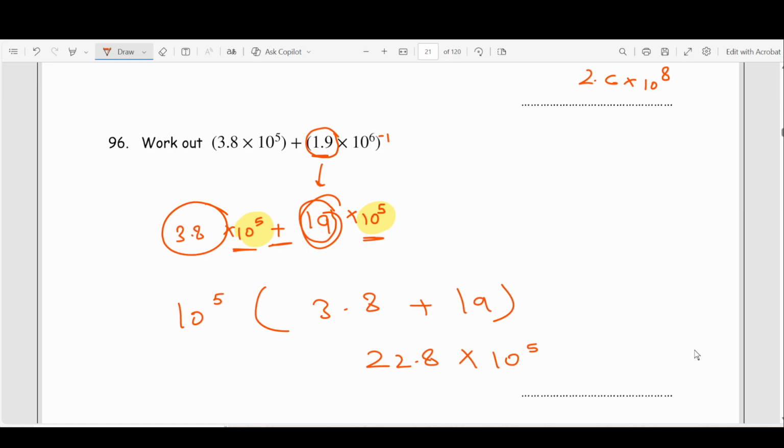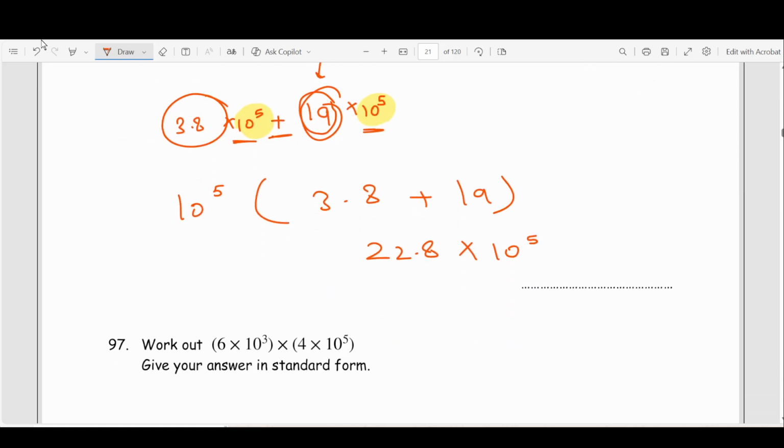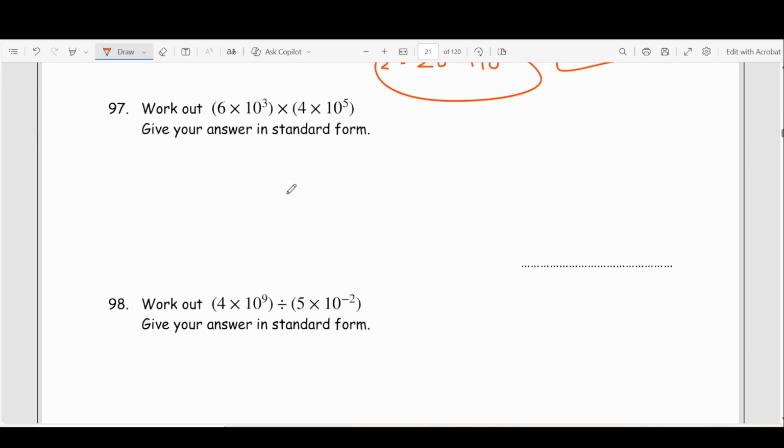But still, this is not in standard form. Why? 22.8 is greater than 10. Let's make it smaller. How do we make it smaller? By putting the decimal, right? So I can write it as 2.28. I'm moving the decimal by one place, so I will add 1 to the power, 5 plus 1, which will give me 6, and that's my answer. Clear? Very good. That's how we add.